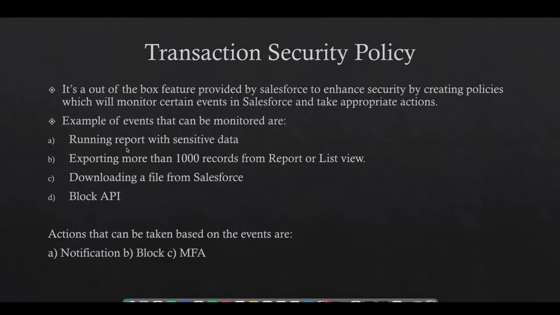But what are the actions that can be taken when these kinds of events happen? You can either block or just send a notification that somebody has downloaded this record. Or you can enable multi-factor authentication. For example, if somebody is running a report with sensitive data, they need to provide additional authentication, like they need to authenticate on their mobile, and then they can run the report with sensitive data. So let's see in a demo how we can enable transaction security policies.